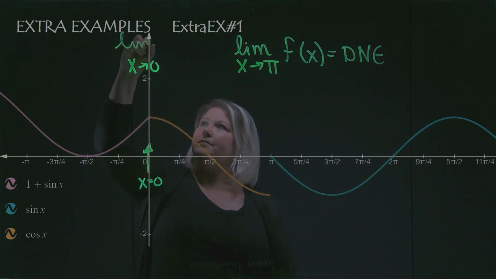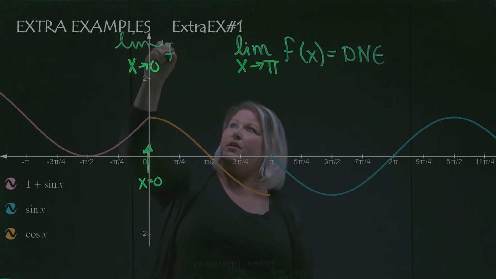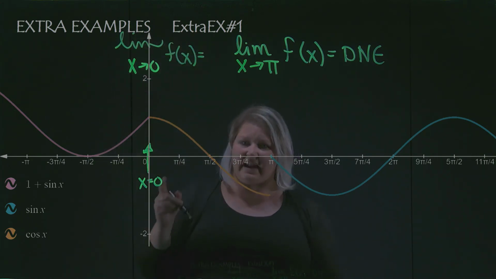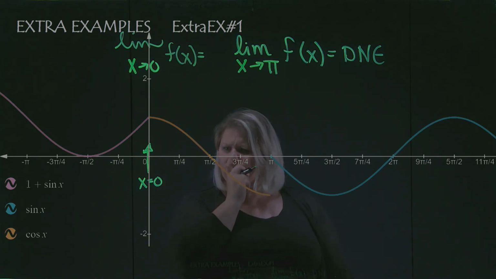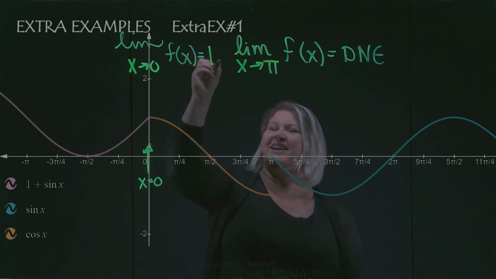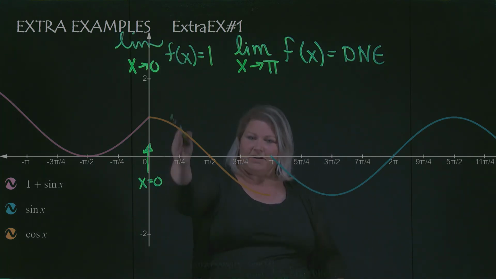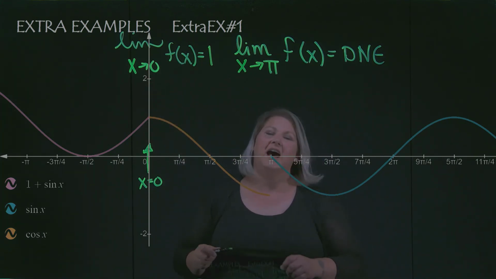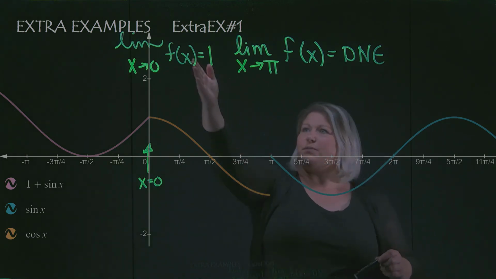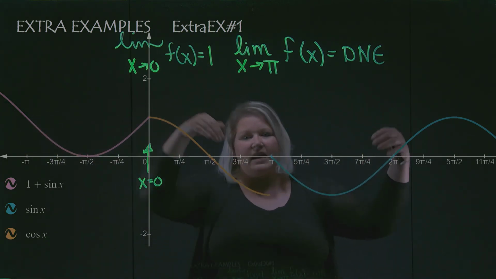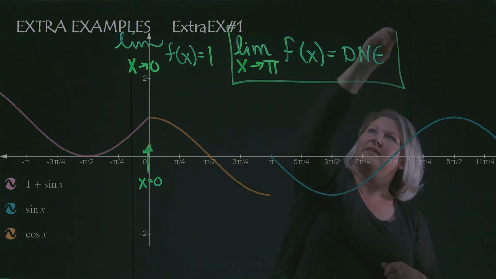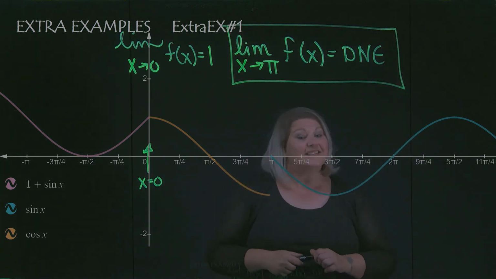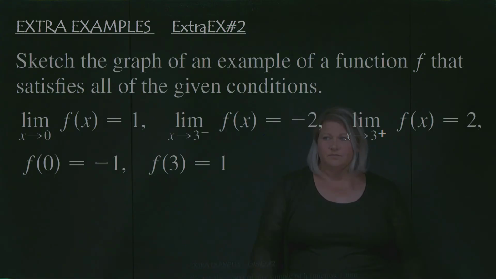Now, the limit as x approaches 0 of f of x does exist, and specifically, it's 2. Oh, sorry, no, it's 1. I didn't mark this up. Yeah, 2's right there. Yeah, no, it's 1. So this one does exist, and it's 1. Everything else exists as well. The only one that doesn't exist is as x approaches pi.